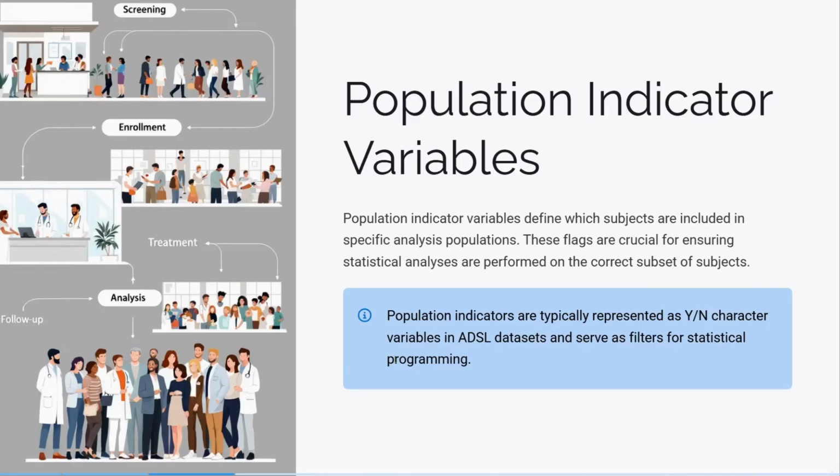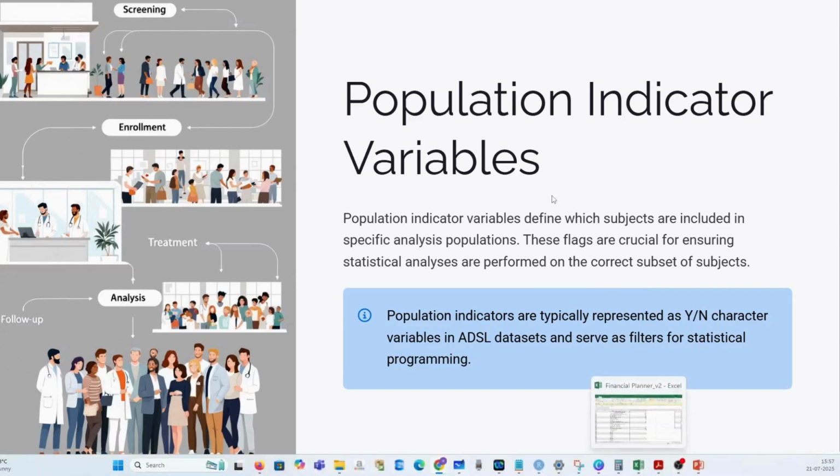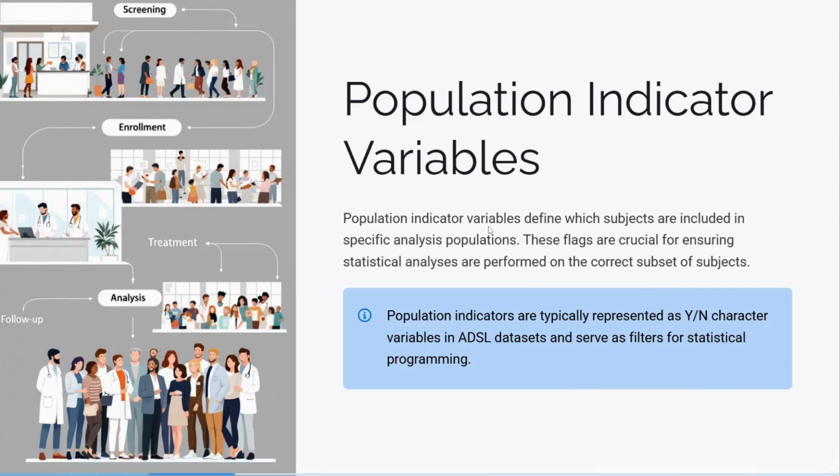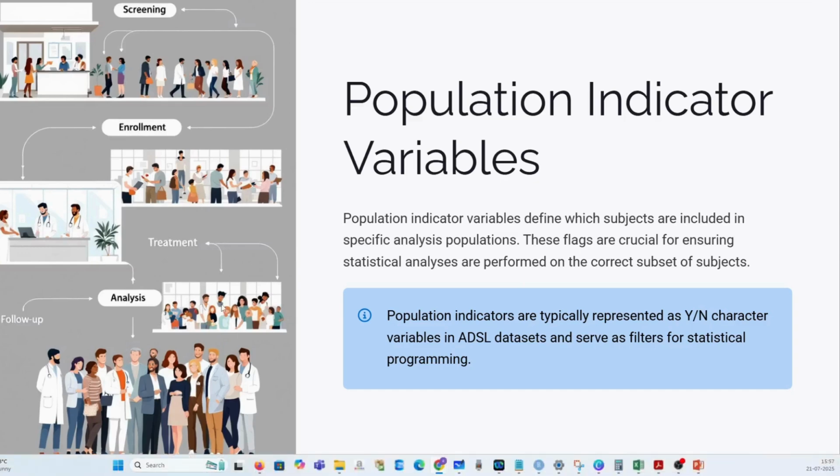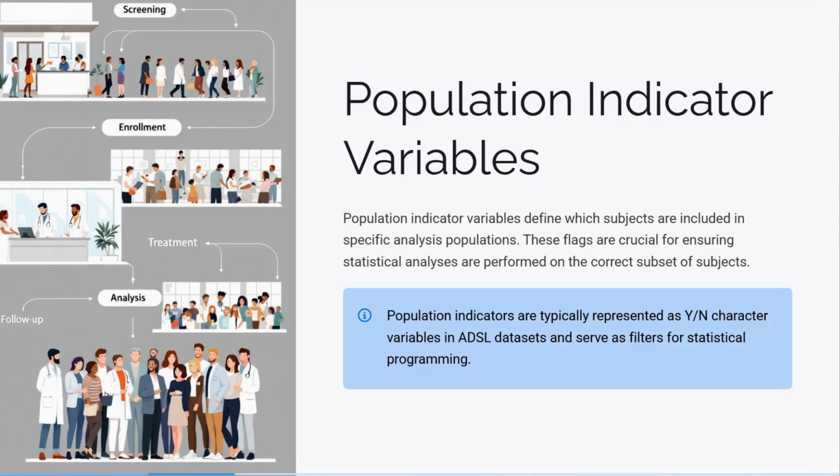Okay, so the next one will be the population indicator variables. Here the population indicator variables define which subjects are included in specific analysis populations. These flags are crucial for ensuring the statistical analyses are performed on the correct subset of subjects. The population indicators typically are represented as yes or no character variables in the ADSL dataset and serve as filters for statistical analysis. Okay.